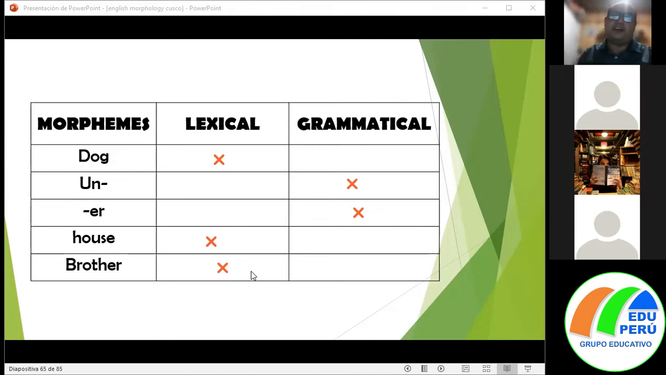So notice here the difference between lexical morphemes and grammatical morphemes. Lexical morphemes belong to open class words. We can increase more words. We can make more words. On the other side, here we have the grammatical: just a set of morphemes, a group of morphemes, and they are not going to be increased. So don't forget about these two types of morphemes, because now we are going to talk about other types of morphemes.